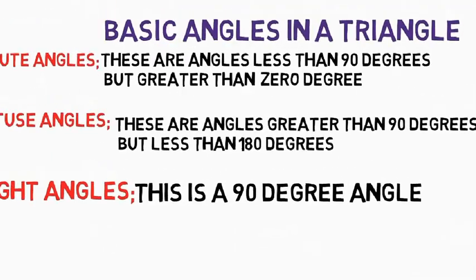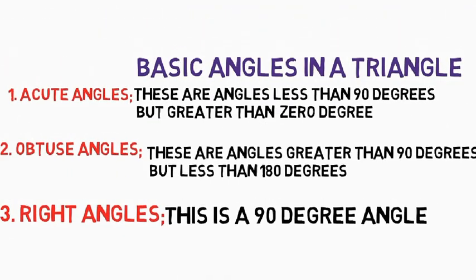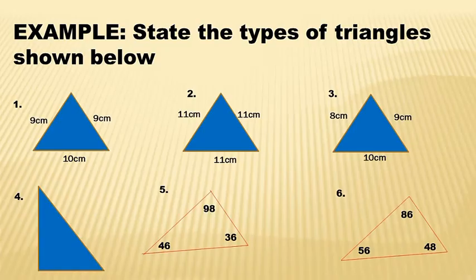Okay. Now we are going to be identifying these triangles. On your screen, you can see the different triangles. We have number 1 triangle, only two sides are equal. Now I know you can tell me what type of triangle number 1 is. Number 2, we have all the sides equal. Number 3, we have no sides equal. Number 4, we have a triangle forming an L-shaped perpendicular line. We have number 5, a triangle having an angle that is greater than 90 but less than 180. And number 6, we have another triangle having an angle that is less than 90 degrees but greater than 0.